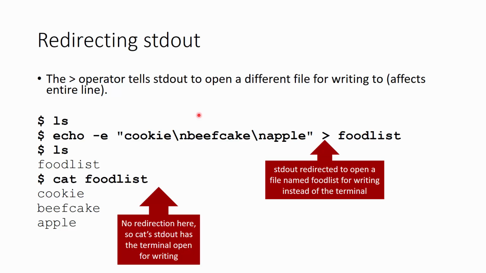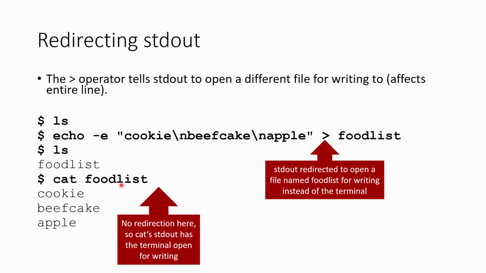Now it's important that whenever you see this operator, you realize that it means a file is about to be the target of the operation here. So here I'll run ls. Note that ls returned nothing, so there's nothing in the current directory, or at least no non-hidden files. Then I'll run an echo -e with this as the argument, so cookie, new line, beefcake, new line, apple, and I'm redirecting all of that to a file called foodlist. So the standard out gets redirected to open a file called foodlist in this case. Then when I run ls, again, there's a new file called foodlist, which was created by my echo command.